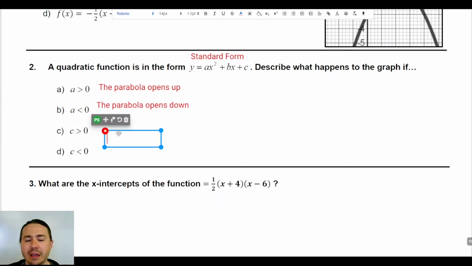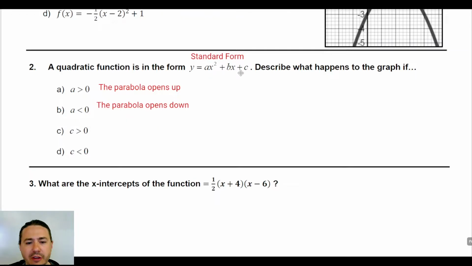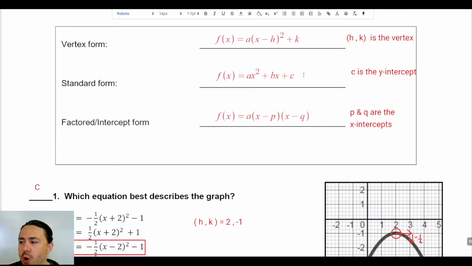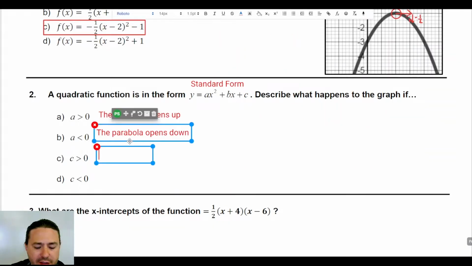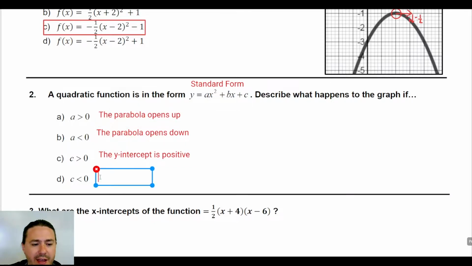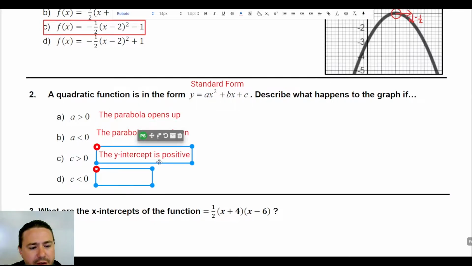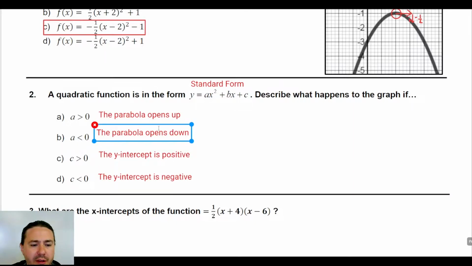And then it starts asking about the c values. Okay, so the c value, recall, is the y-intercept. So if that is positive, then we'll say that we have a positive y-intercept. So the y-intercept is positive, meaning it'll intersect the y-axis above the x-axis. Now, if c is negative, then we can say that the y-intercept is negative. Yeah, so that's going to be the descriptions for what would happen in these different scenarios.